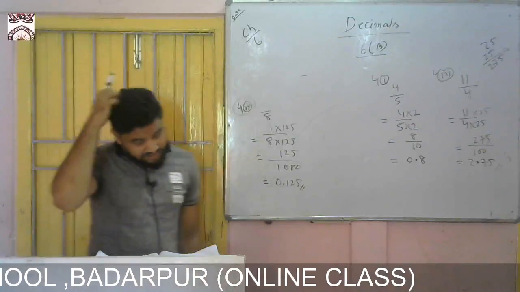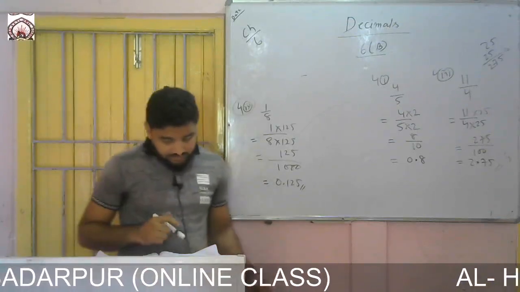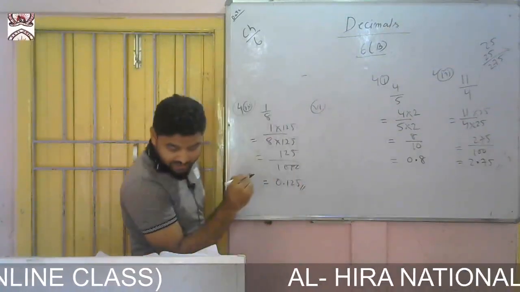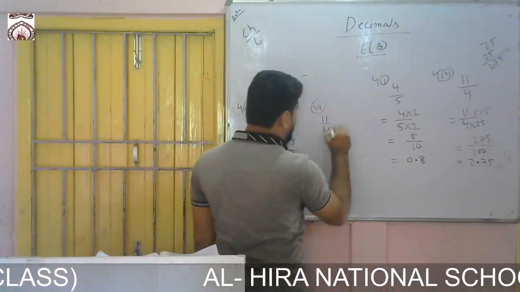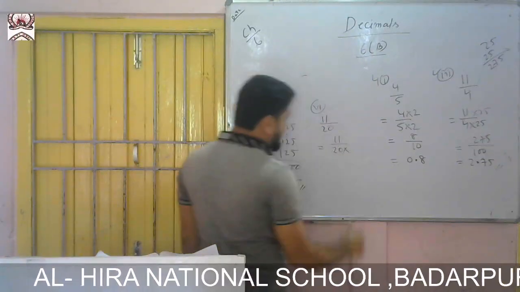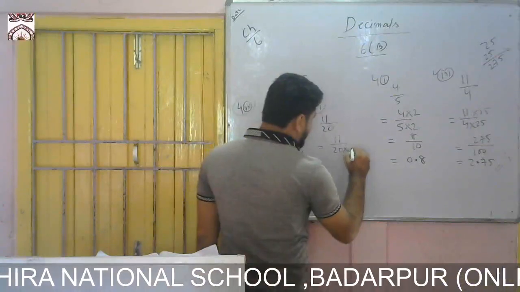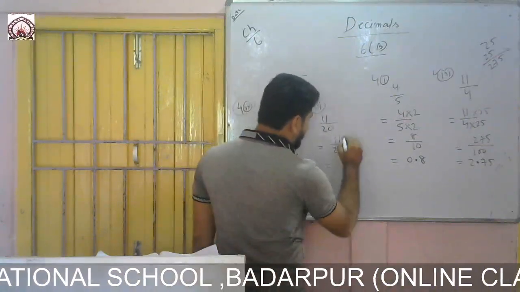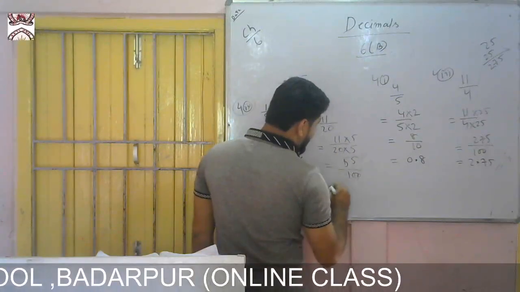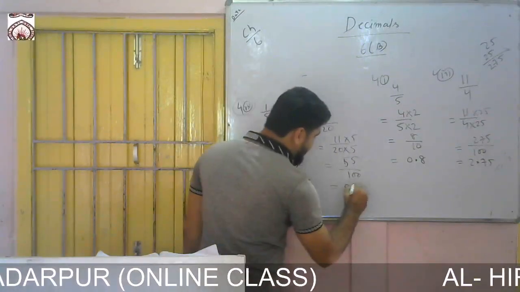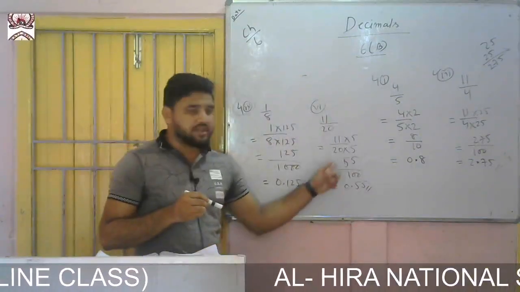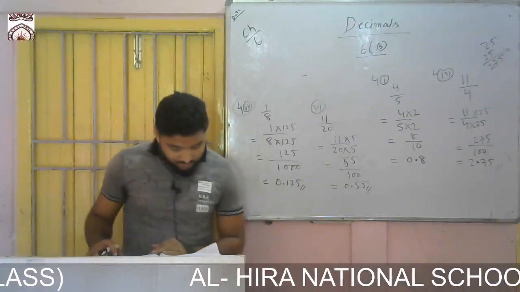Now come to question number 6. Roman 6, 11 by 20. I can make it like this: 11 by 20. If I multiply by 5, then it will be 100, and here it will be 55 by 100. So it will be 0.55. Why? Because 2 zeros, it will shift 2 places. Okay.